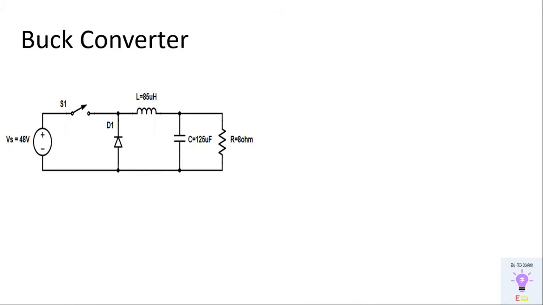As we are all aware, a buck converter is basically used to step down the voltage from a particular value, and that's the purpose of using a buck converter. So it basically converts DC voltage to a lower DC voltage than what is being supplied. So let's get to the design.